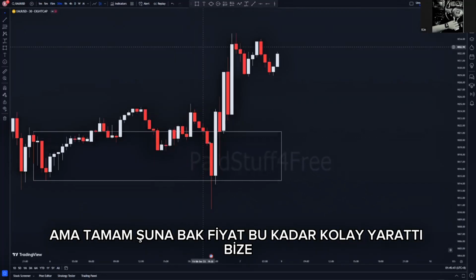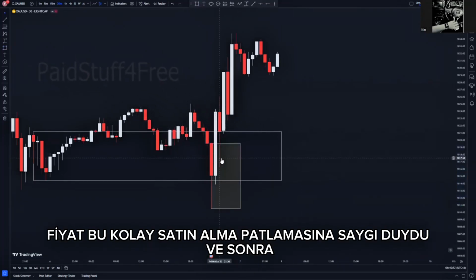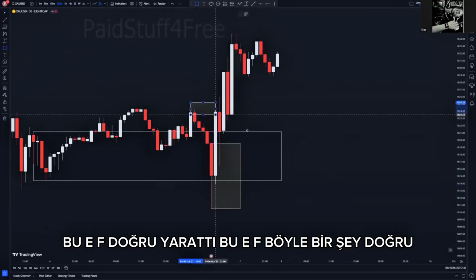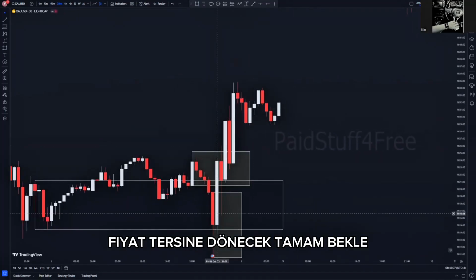But okay, look at this one. The price created this EC buy, showing us that the price is going to respect the zone. So look over here. The price respected this EC buy. Boom, went up. And then created this EG, showing us that the price is going to make a reversal.